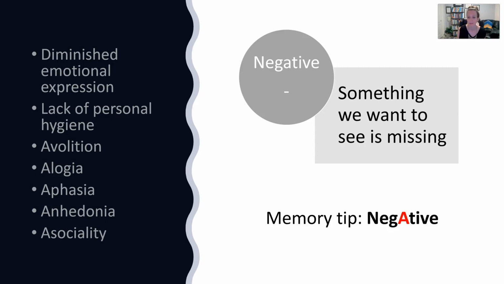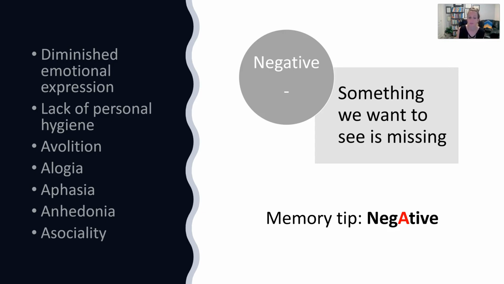So I have a memory tip here that you think about negative, that has an A in it, is a lot of the A terms, whereas positive doesn't have an A in it. So if we think about Latin roots to everything, A generally means without. It's like asexual. So A is a good clue that you're without something, something's missing, again, showing the negative. So avolition is a lack of motivation.